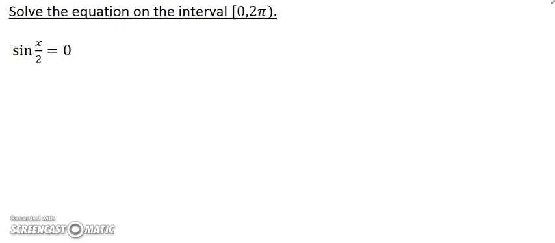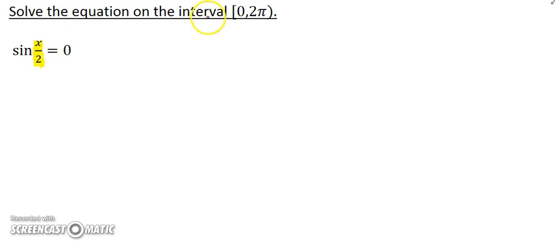Okay, we've got one more wrinkle to show you on this idea of solving trig equations by hand, and it's what to do if you've got an input that's not just x. So like in this example, we want to know what solutions on the interval from 0 to 2 pi we would get for sine of x over 2 equals 0.